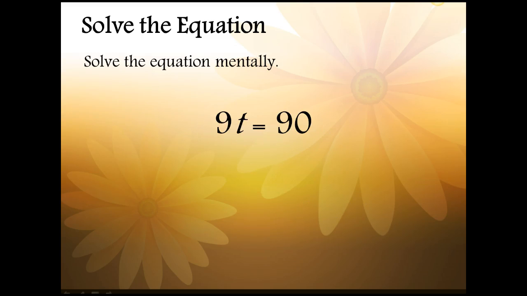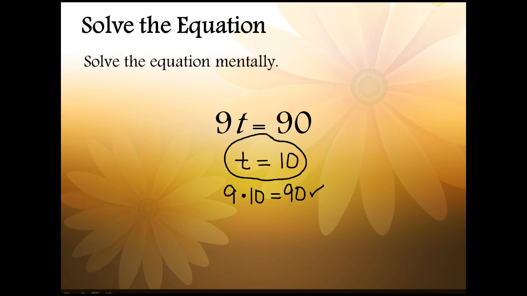Let's solve 9t equals 90. We're looking for what value multiplied times 9 will give us 90. That value is 10, so t equals 10. Always go back and check. 9 times 10 equals 90. Is this true? Yes, it is, so we know we have the correct solution.